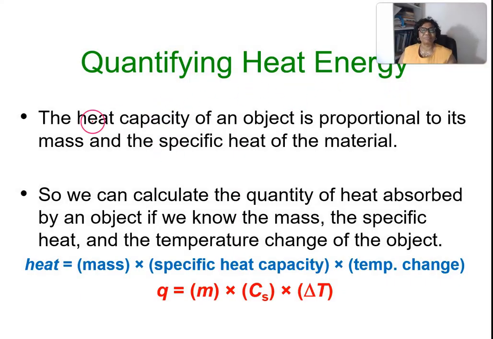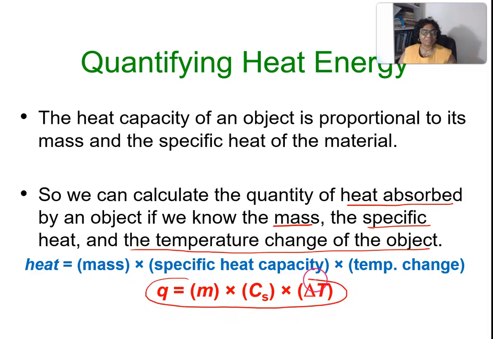Quantifying heat energy. The heat capacity of an object is proportional to its mass and specific heat capacity. So we can calculate the quantity of heat absorbed by an object if we know the mass, the specific heat capacity, and the temperature change. And that gives us this equation. Heat, which is Q, equals mass times specific heat capacity times temperature change.